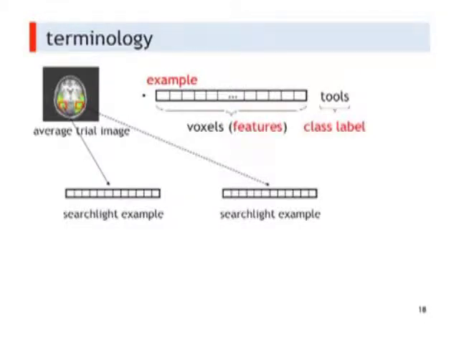So this is normally what I would talk about in a talk about classifiers. In this case, I'm going to be talking about searchlight examples, i.e. just a portion of this vector that corresponds to one of these little windows. Is it all clear so far?